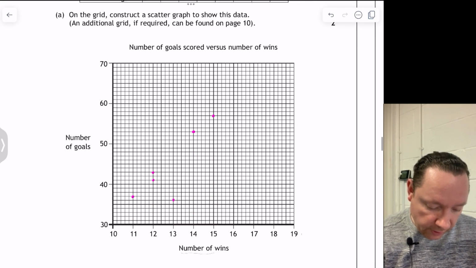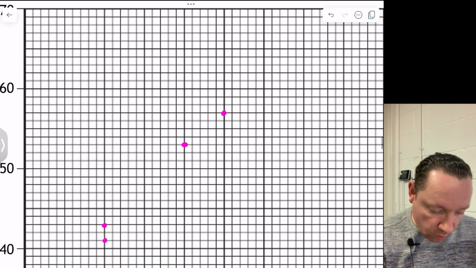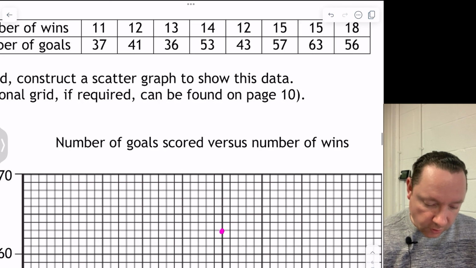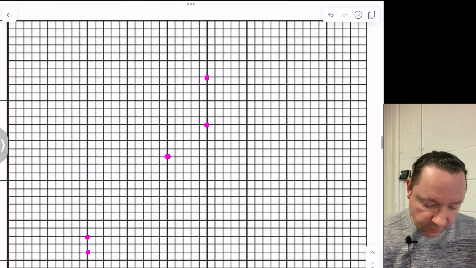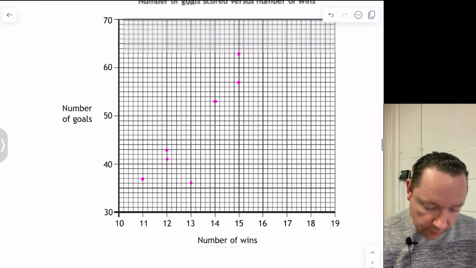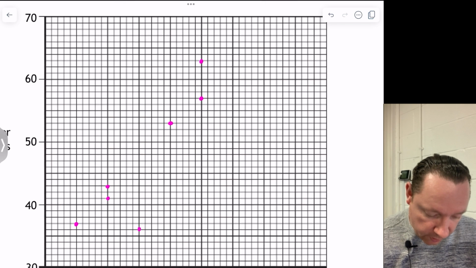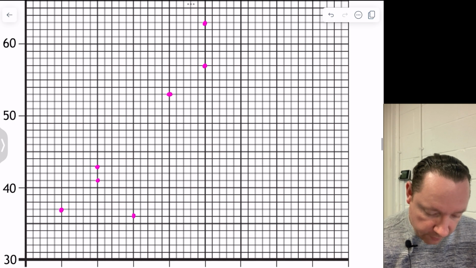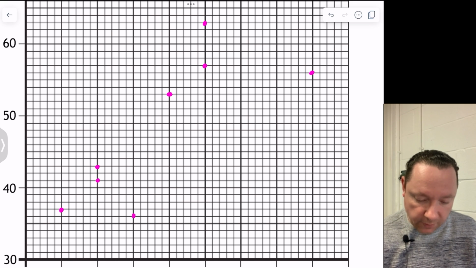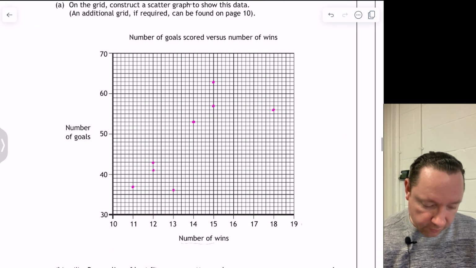15 and 63. So on that same line I was already on, 60, 1, 2, 3. And the last one, 18 and 56. So all the way over 18, and then getting myself on the correct place here. 51, 2, 3, 4, 5, 6 is there. And that's me constructed my scatter graph for part A.